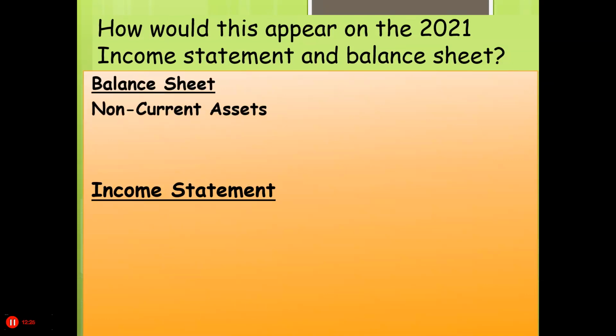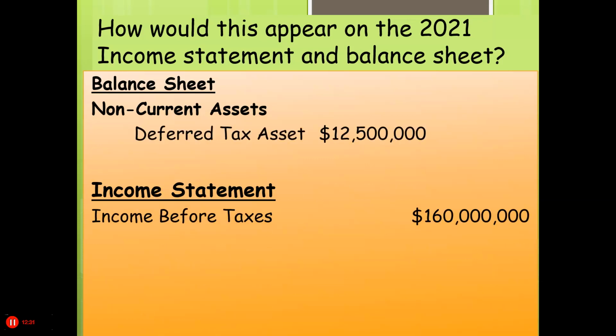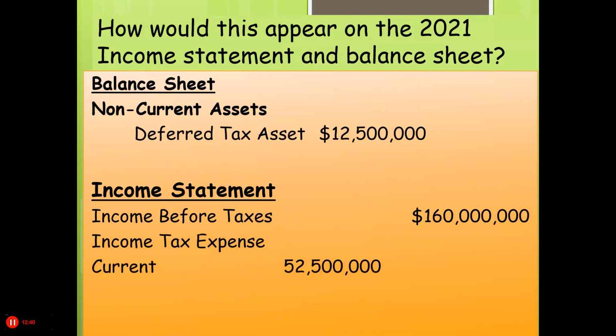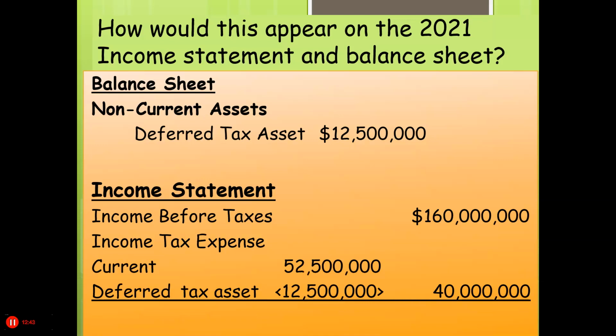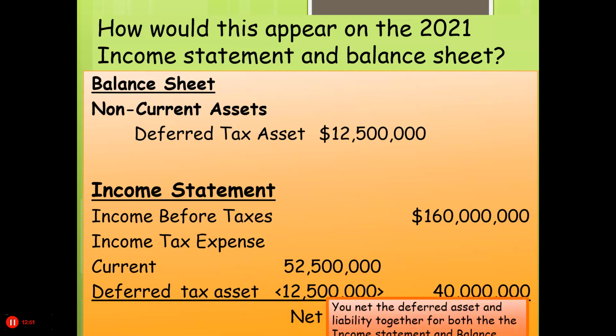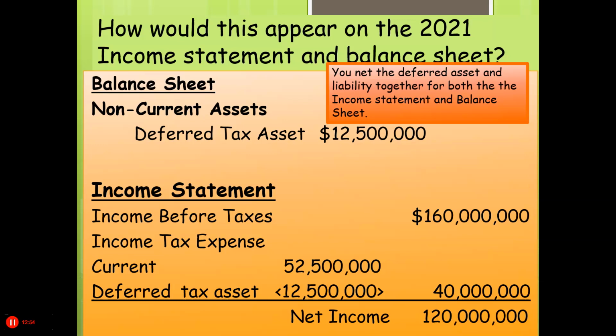On the balance sheet, we would see under non-current assets, deferred tax asset, which is the net amount of the two. And then for the income statement, we'd see income before taxes. Income tax expense would be our current minus our deferred tax asset, which would give us $40 million. So net income would be $120 million. And again, remember, you net the deferred asset and the liability together for both the income statement and the balance sheet. And that ends this presentation for part 1 on taxes.